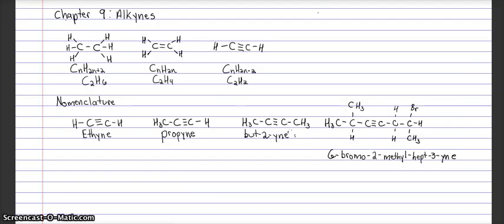Chapter 9 is on alkynes, which are all kinds of fun. Now, if you take a look at these three structures, you'll notice the first one is an alkane, the second is an alkene, and the third is an alkyne. The major difference here is the number of hydrogens attached.